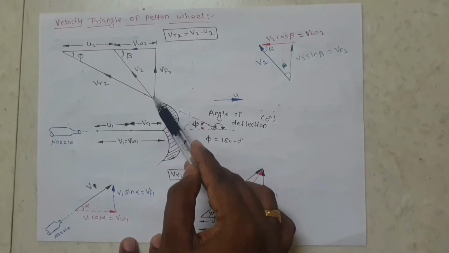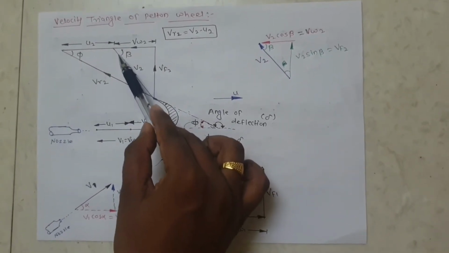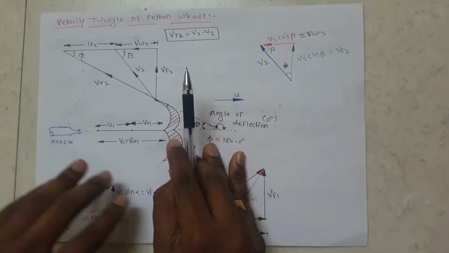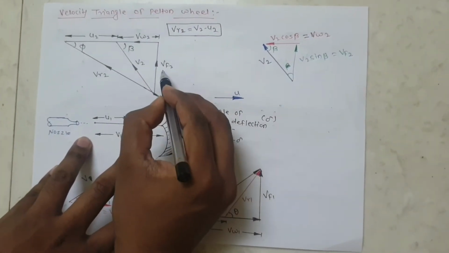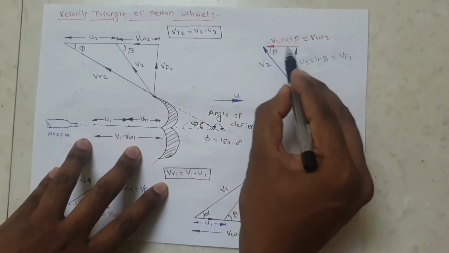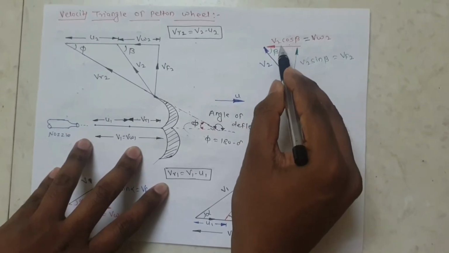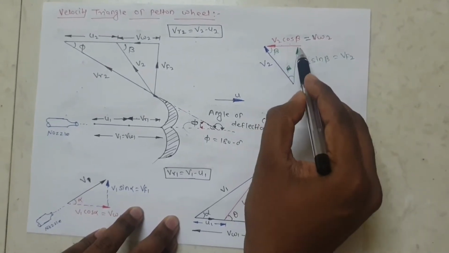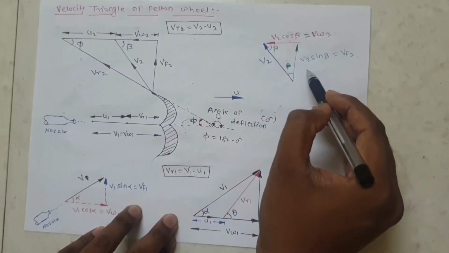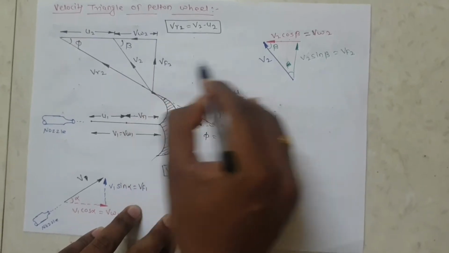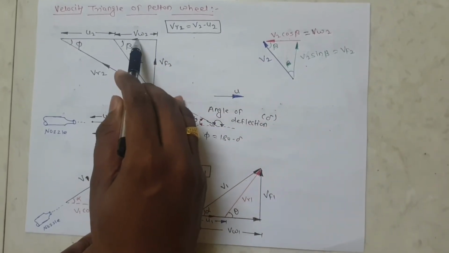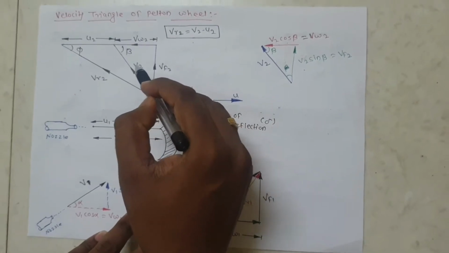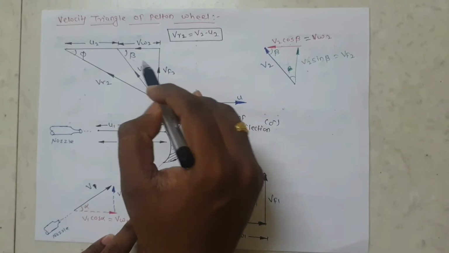That water leaves with absolute velocity V2. That V2 is resolved into two components. First one is the horizontal component and second one is the vertical component. That horizontal component is V2 cos beta, and that vertical component is V2 sin beta. The horizontal component is the whirl velocity and vertical component is the flow velocity. So the vertical component is the flow velocity Vf2, that is V2 sin beta, and horizontal component is the Vw2, that is V2 cos beta. And that beta is the angle made by absolute velocity at outlet.